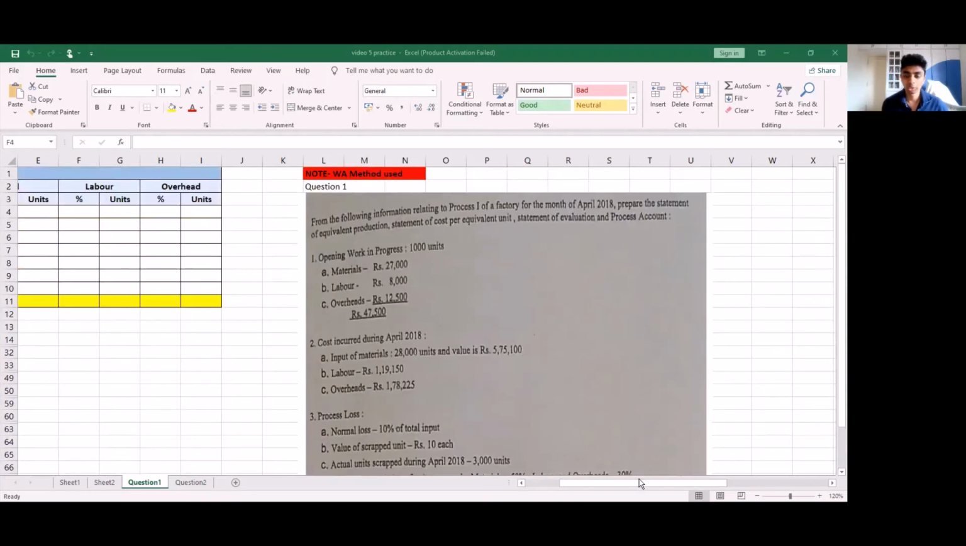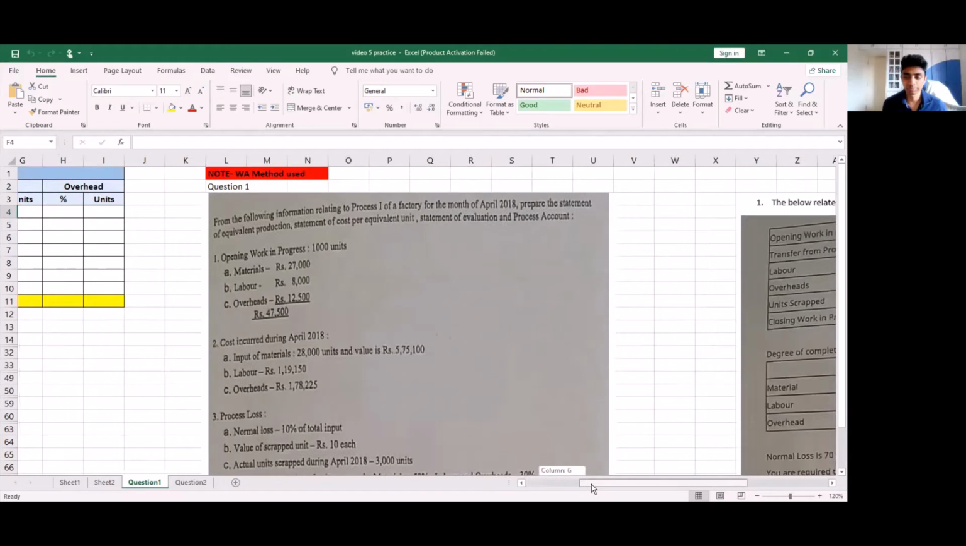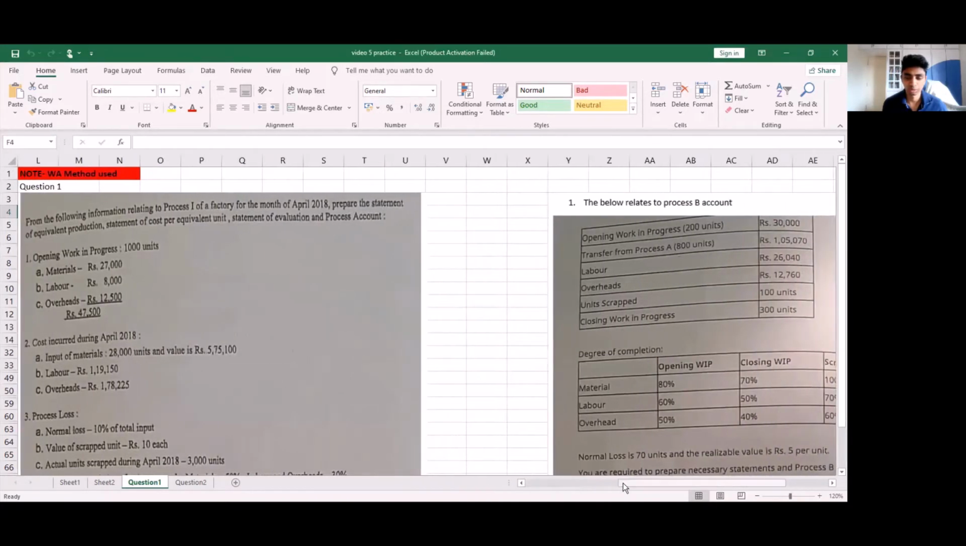Now, before we go on to solve the question, it is important for us to know when to use which method. Are we supposed to use the FIFO method or the weighted average method? So let's compare two questions. On our left-hand side, we have a question that pertains to our weighted average method. And on our right-hand side, we have a question that goes for FIFO method. Look closely and see if you can find any difference.